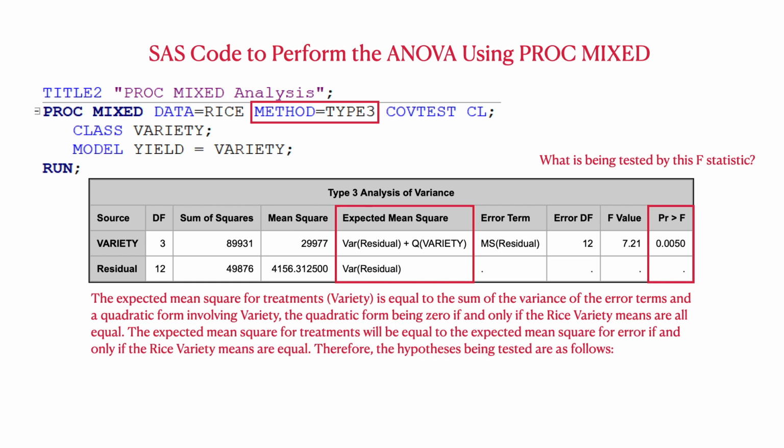Based on this, we know that the hypotheses being tested by that F statistic and by that p-value are as follows. The null hypothesis is that the mean yield of the 4 Rice varieties are all the same, against the alternative hypothesis that differences exist among the 4 Rice varieties in terms of their mean yields.